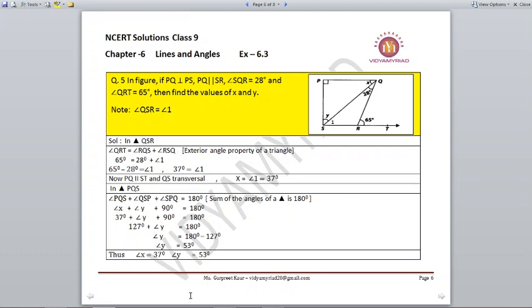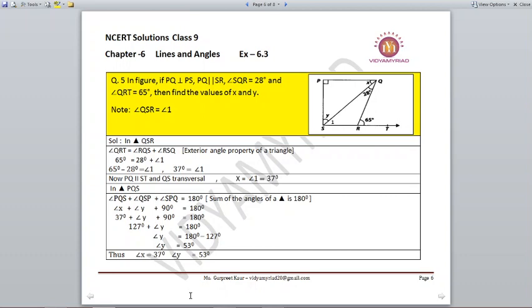Now we know that PQ is parallel to SR or ST, and if we take QS as transversal, it means your angle 1 will be equal to angle X, 37 degrees. What is the reason? Alternate interior angles.